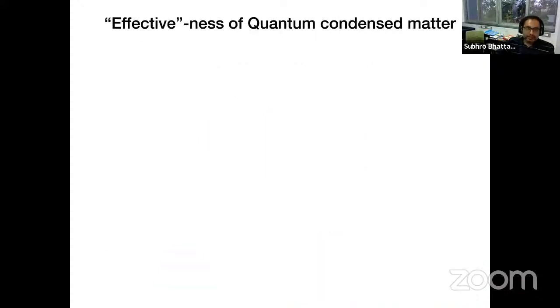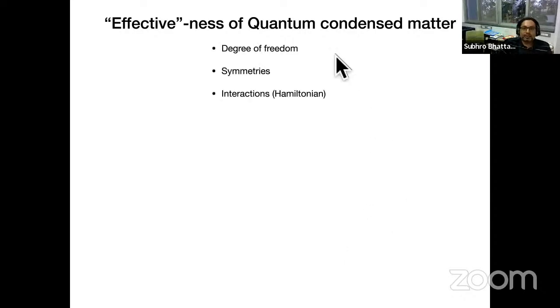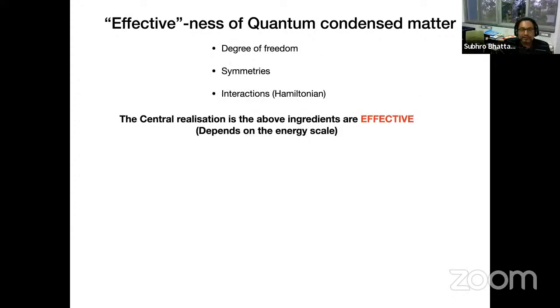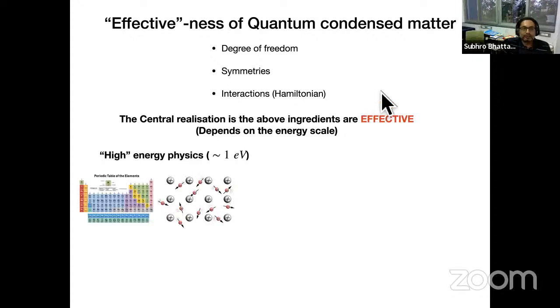Okay, so let me start with a very quick overview for this very advanced audience, just to point out and set things in perspective. In quantum condensed matter, we start by specifying the degrees of freedom, symmetries, and interactions. But all these different ingredients are only effective because they depend upon the energy scale. And this is something that we are all very familiar with.